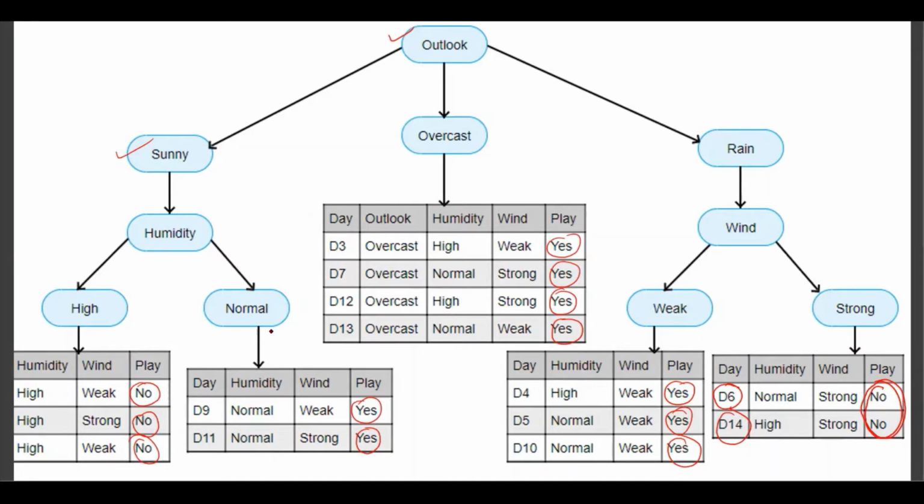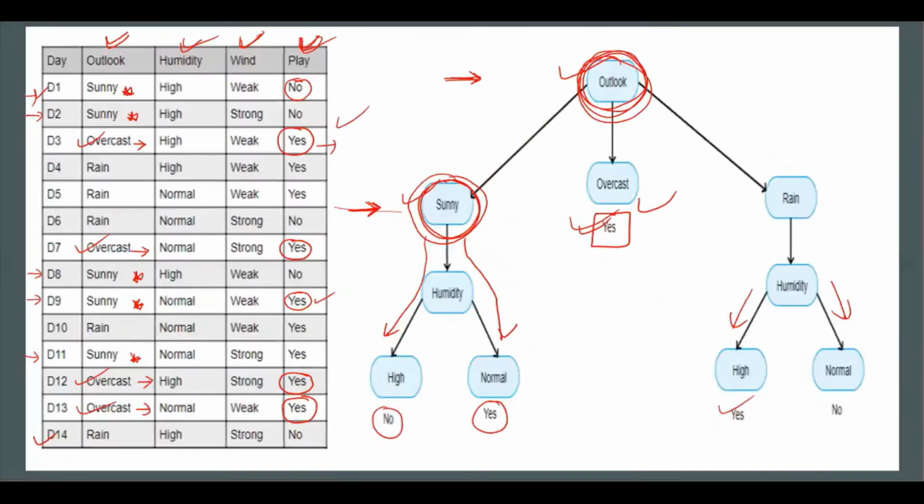Now, the most important question here is why to start with Outlook? It's not that whatever is there in the leftmost, I mean, these are the days, we will not consider this one. We'll take this one. Because in a data set, if we got it this way, tomorrow we may get humidity as the first column and outlook as the second column. So why take outlook rather than humidity? That's very important actually. Let's go to that.